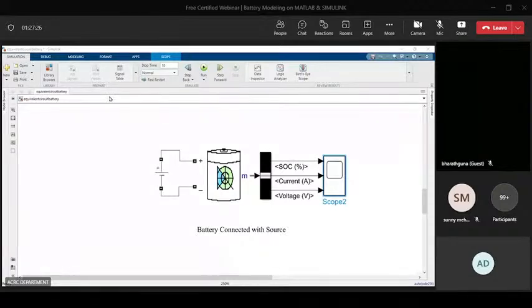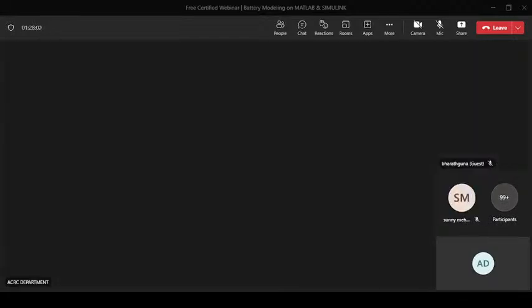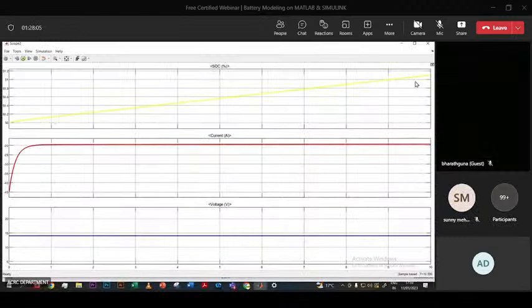We are unable to see the scope results. Yes. We are unable to see the scope results. What did you say? I didn't get it. The graph is not visible. Yes, sir. Wait. Is it visible now? Yes, sir.